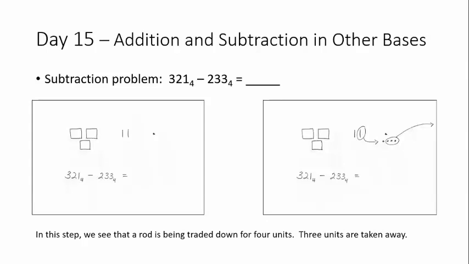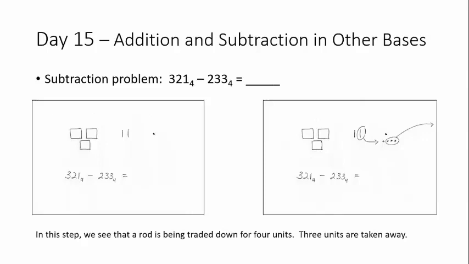So let's look at how your diagram on your page would develop. You would start with the minuend, 321 base 4. And we think about this the same way as we do with the manipulative. We take away 3 units. We don't have 3 units, so I need to trade down.